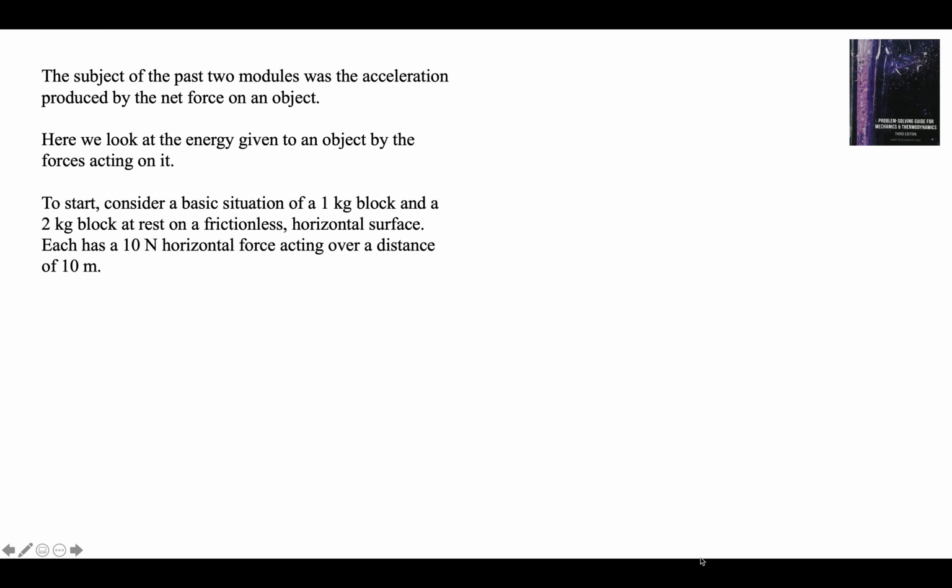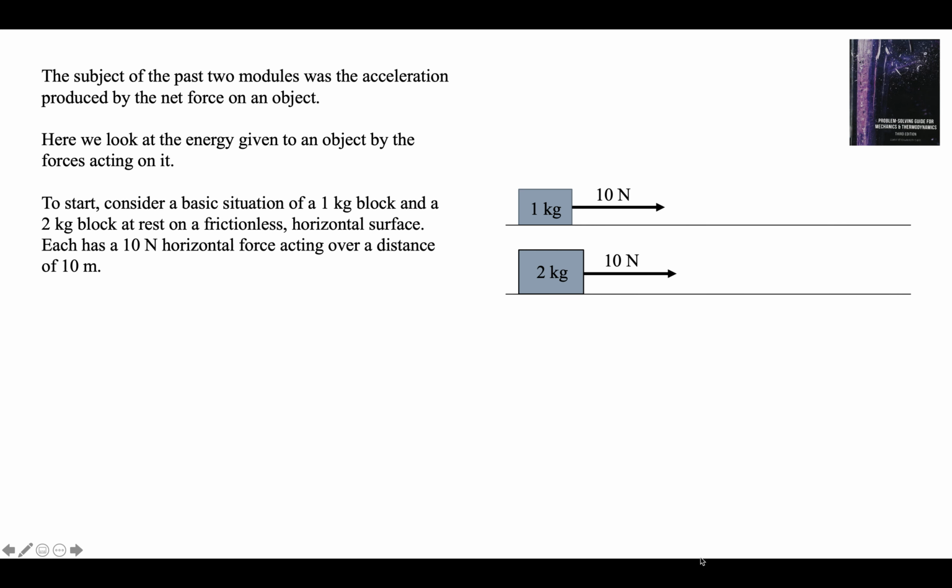We're going to start with a very simple situation: a 1 kilogram block and a 2 kilogram block at rest on a frictionless horizontal surface, acted on by a 10 Newton horizontal force over a distance of 10 meters. We're going to pull on these two blocks for 10 meters with a 10 Newton force. We're going to calculate the final speed of each using kinematics.